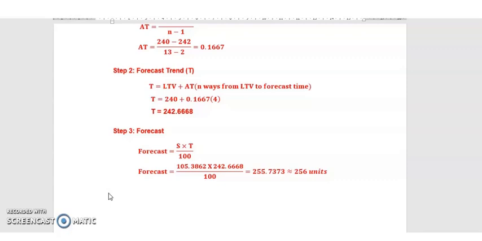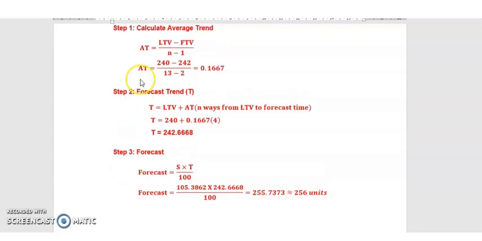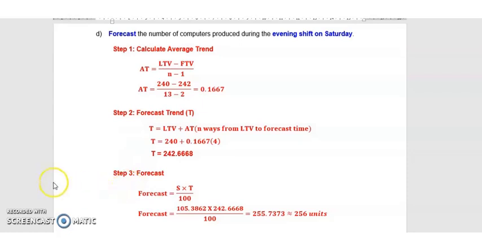Later on, for the centered moving average, the steps are all about the same, but how to calculate the trend values is different. Only that part, how to calculate the trend values, is different. The steps in forecasting are still the same: step 1, step 2, step 3. Only the calculation of the trend values differs.